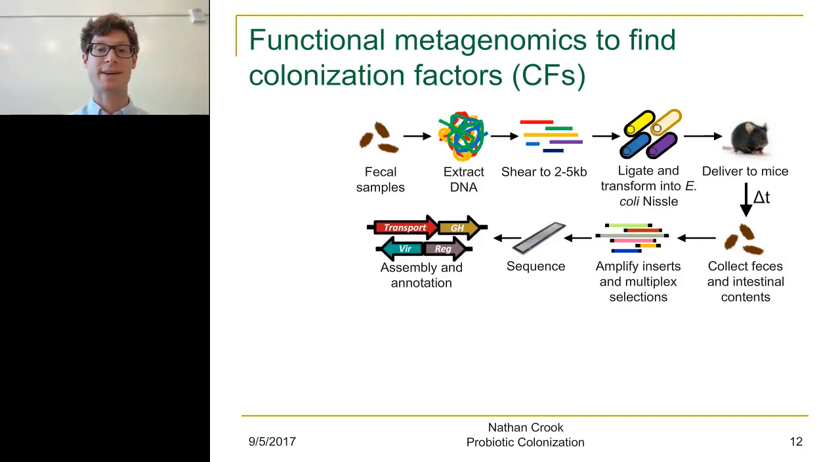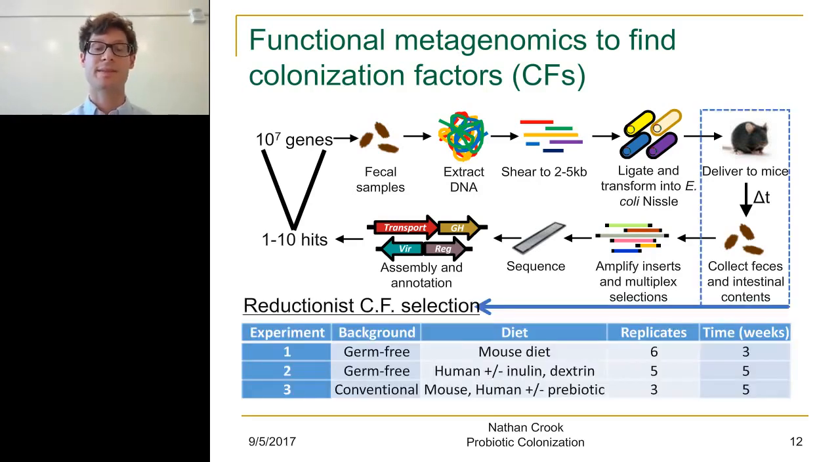So by amplifying the DNA contained within this fecal material that's specific to E. coli, we can sequence it and figure out what was encoded within the fragments that stuck around, and we can learn from that. If that was a bit too technical for you, basically what we're doing is taking 10 to the 7th genes or gene products from gut metagenomes and narrowing them down to 1 to 10 hits that are good colonizing factors.